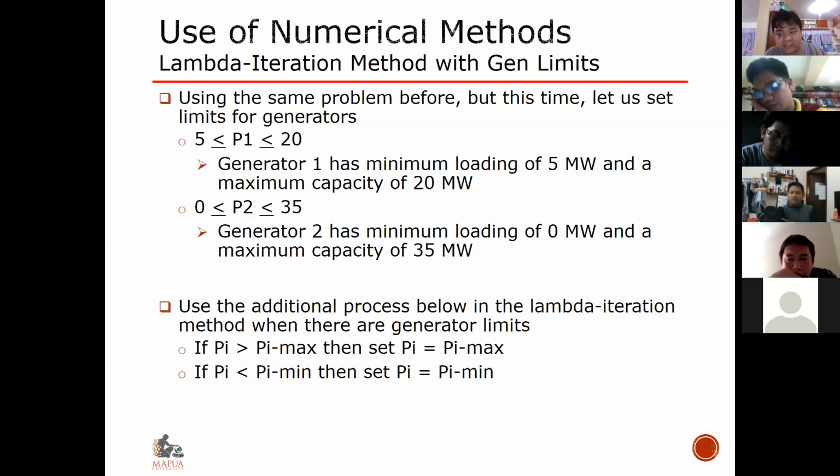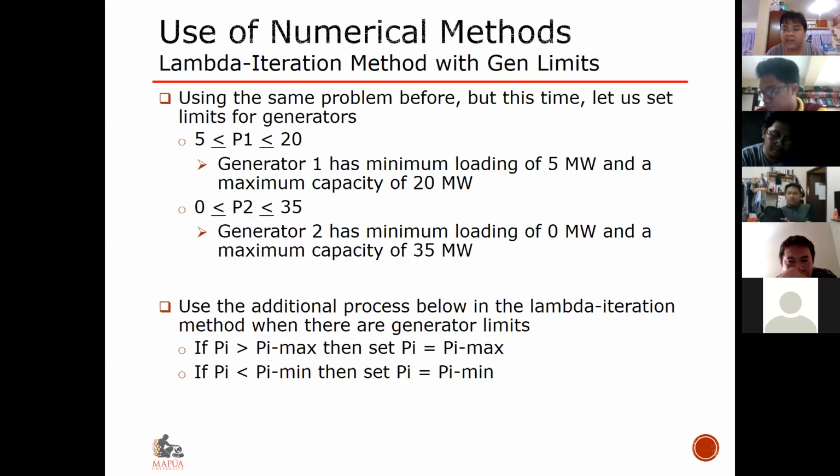Kasi in the first place, when you schedule generators, you're scheduling the cheapest. Pag nawala na yung naka-dispatch, sino papalit? Yung susunod na mas mahal. Okay? So you don't want generators to trip. So also, Pmax is more sensible, di ba?